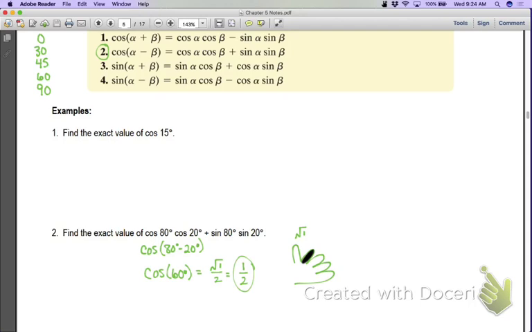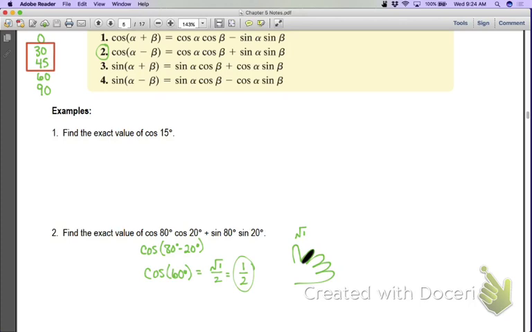Which 2 numbers would probably be the easiest that I can use to either add or subtract to get 15 degrees? 45 and 30. Is there another set that you could use? Yeah, I could use 60 and 45. That's okay. It's all going to work out. That's the good thing about this. Sometimes you have multiple options. If you went 60 and 45, go for it. But I can use 45 and 30, and I can subtract those 2 values.